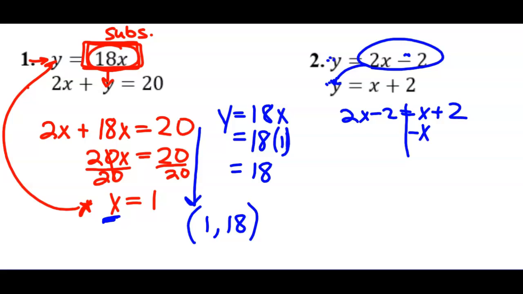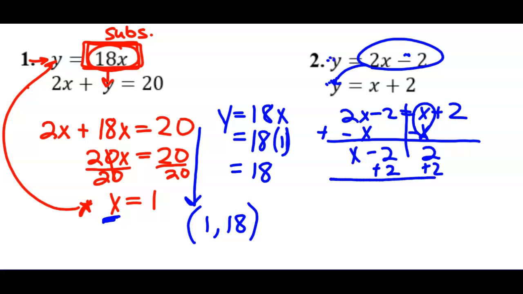So let's solve. I need to move this x over, so I'm going to add a negative x to both sides. That'll give me 1x here minus 2. That'll zero out, and I'll have 2 left over here. Okay? So how do I move this 2 to the other side? Add a positive 2. Correct. And so I get x equals 4.